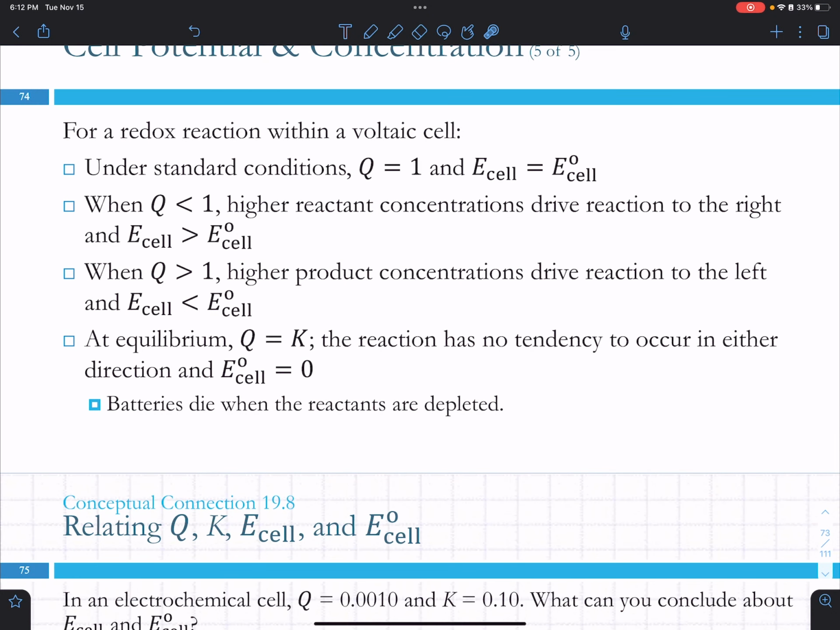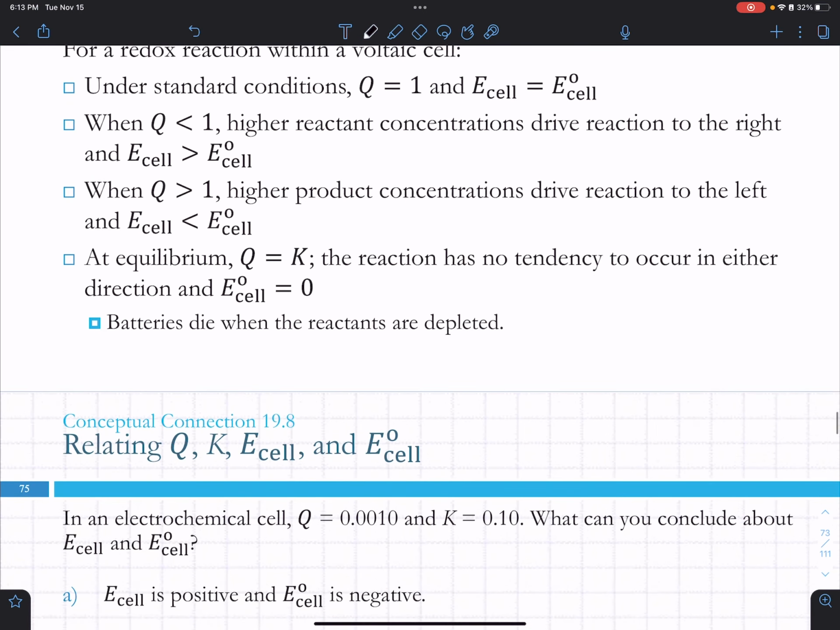If the opposite case is true, if Q is larger than 1, then you have higher product concentrations, and it'll drive it to the left. So like the example we just did, our E cell at the non-standard conditions was lower than at standard conditions. And then at equilibrium, the reaction has no tendency to occur in either direction, and that's the other special condition to remember. So E cell standard conditions equals 0.